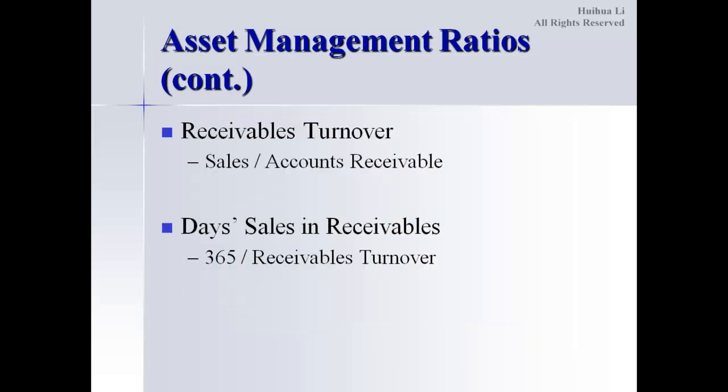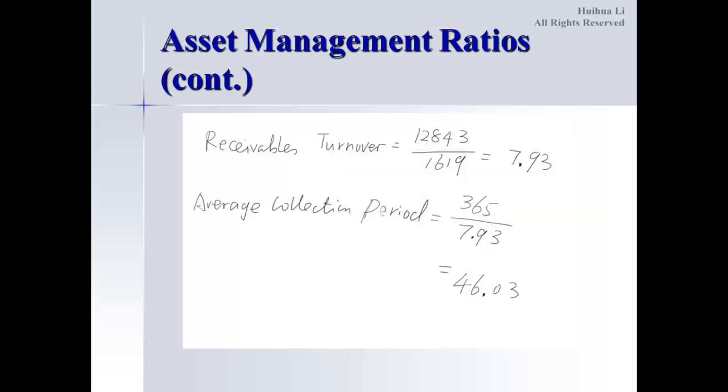The next turnover we will look at is receivables turnover. Please do the calculations for year 2009. Receivables turnover 7.93 means that in the year 2009, the firm turns over its accounts receivables 7.93 times to generate sales. Days sales in receivables can also be called average collection period. In year 2009, it takes the firm 46.03 days to collect its sales on credit.